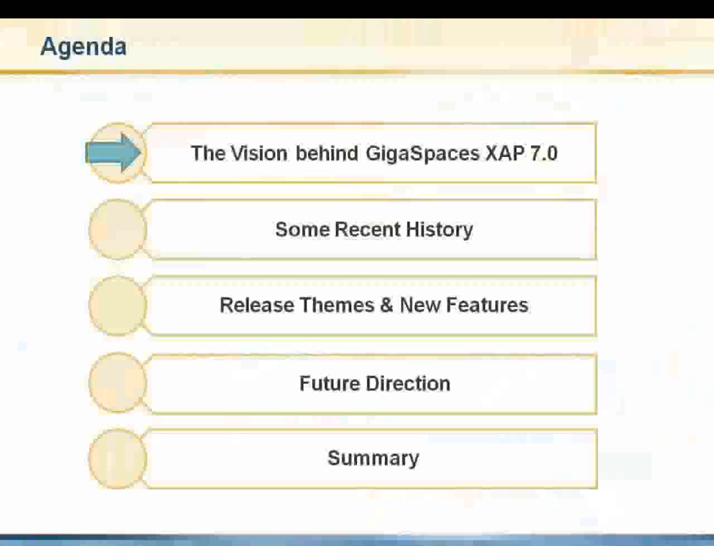So what we're going to cover today is the following. We'll first go over the vision behind GigaSpaces XAP in general and behind 7.0 in particular. Then we'll recap some of the recent releases dating back to 2007. And the bulk of the presentation will be dedicated to an overview of the new release themes and features, using also a short use case that Shai will walk us through. At the end of the presentation, we'll talk a little bit about the product's future direction, and then we'll summarize with questions and answers.